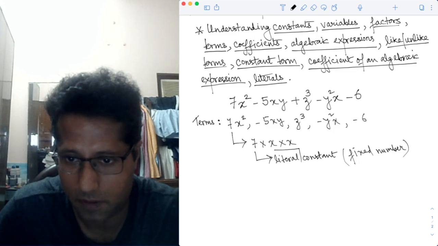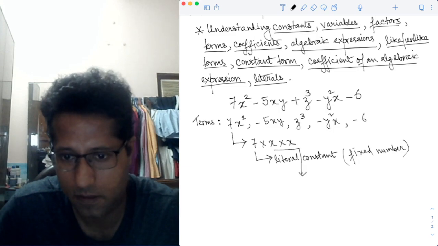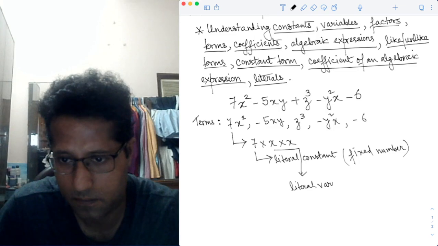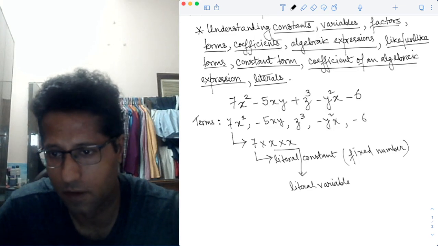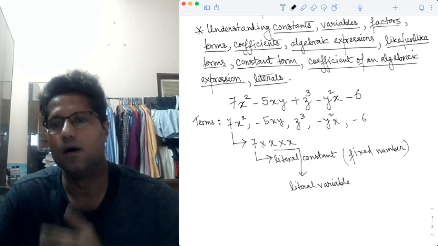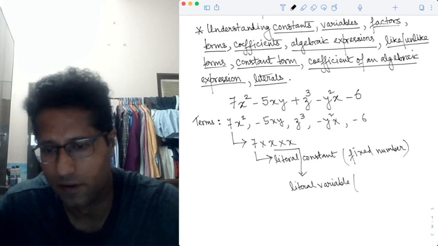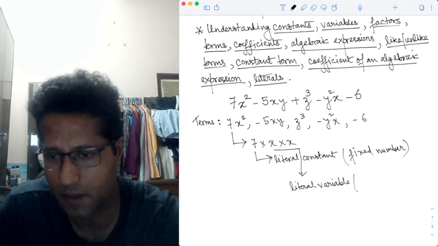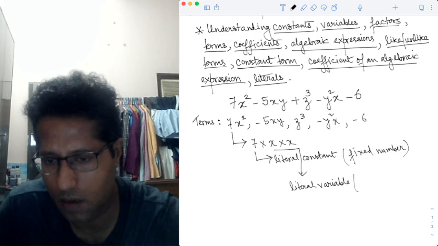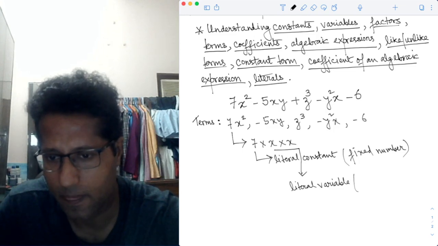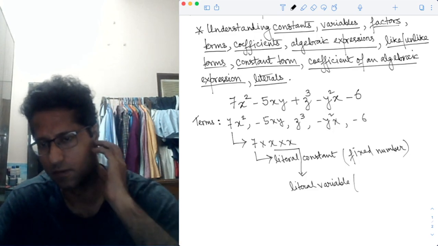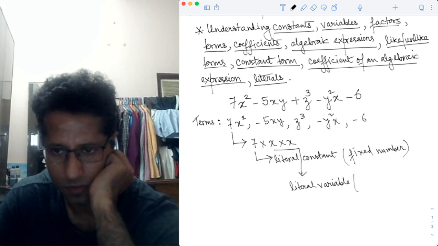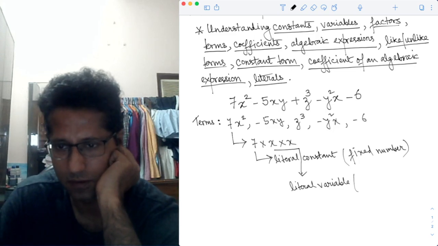I'm not sure how to explain. Okay, so what is x? This is a literal variable. There are various names given: literal variable, generalized variable. I mean a number, literal variable, fixed number, literal constant. Literal constant is a fixed number, that is a number whose value never changes. 7 remains 7, it will never change.